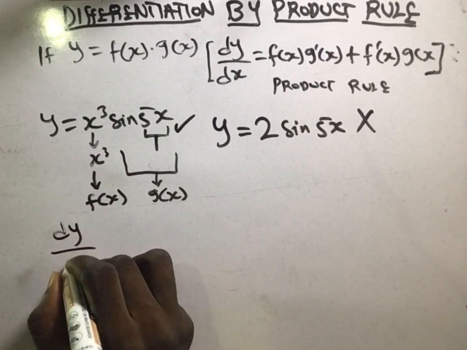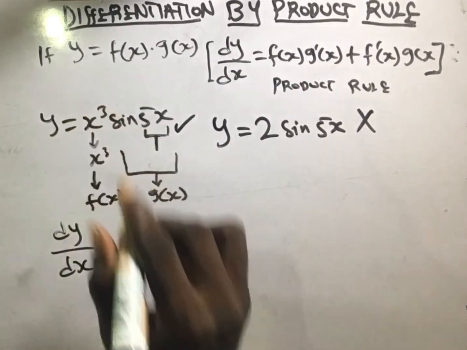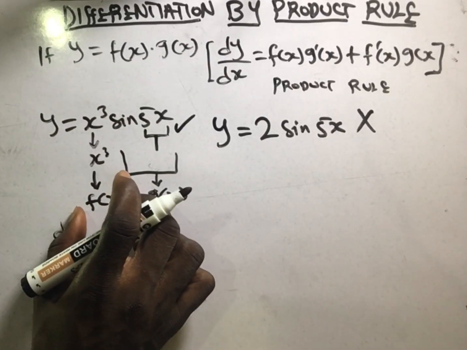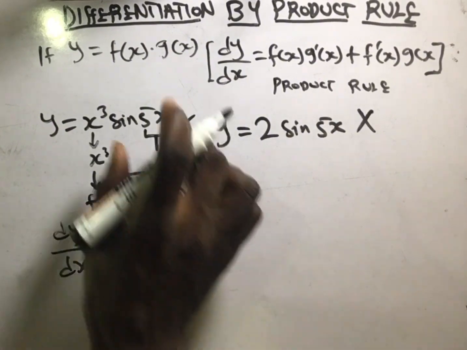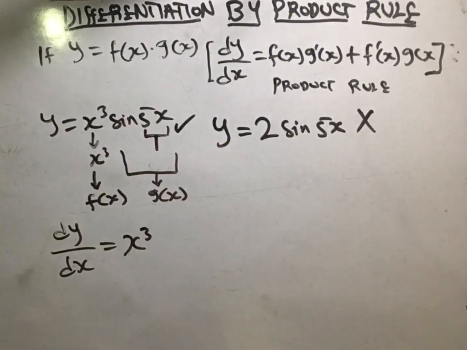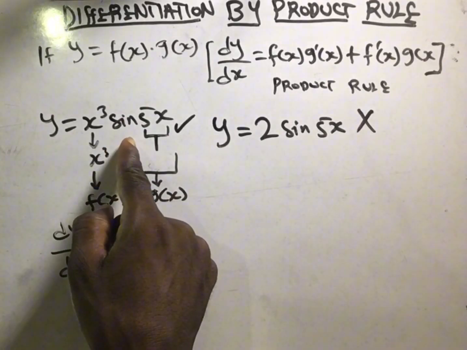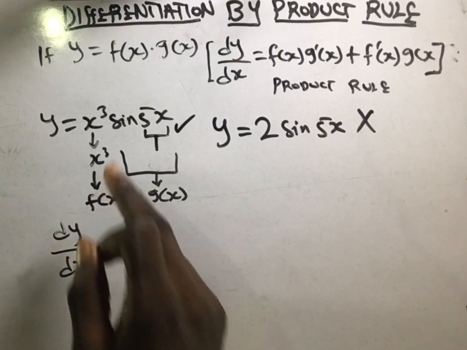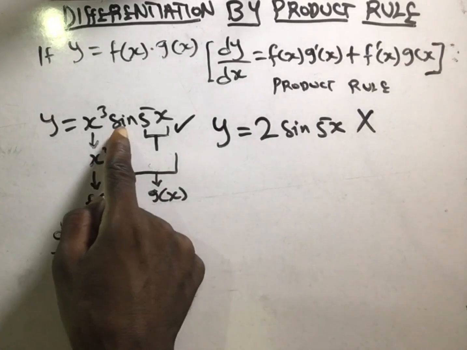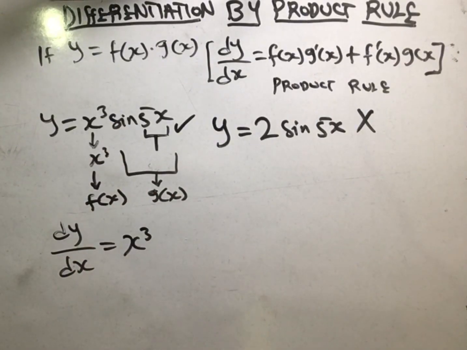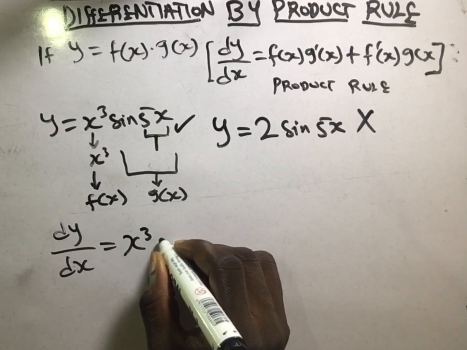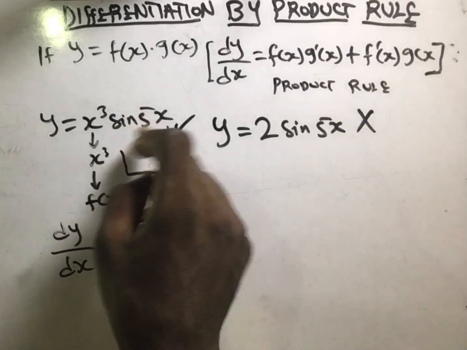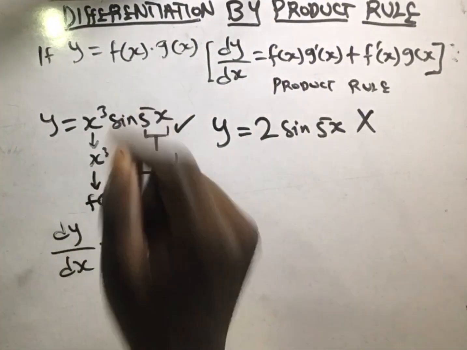In that case, dy over dx: you bring the first term down, which serves as our f of x, and you differentiate the second. The second one here is sine 5x. I believe you all know how to differentiate sine 5x. If you don't know how to do that, you can check my chain rule videos and learn how to do that. Now, in the chain rule, what you first of all do is differentiate the outer function. The outer function here is sine. If you differentiate sine, you get cos. So first of all, we have cos there. And you differentiate the inner function, which is 5x, and you get 5.